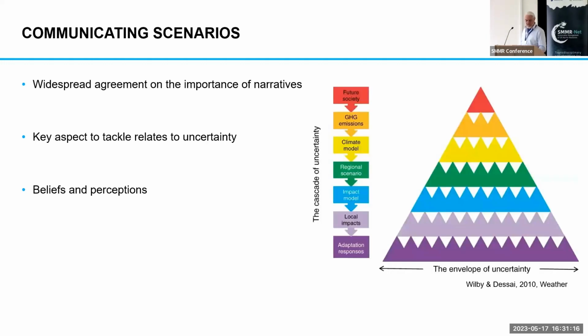That really brings me on to the third key point, which is about communication and communicating scenarios. That came back and back and back. There was widespread agreement that how we communicate it and the narratives behind the scenarios are extremely important. One of the key aspects there is how it relates to the uncertainty, in particular, how the uncertainty increases as you downscale from future society all the way to local impacts. And there's another element, which is about the beliefs and perceptions of people and how that might influence how they interpret and understand what we are telling them.